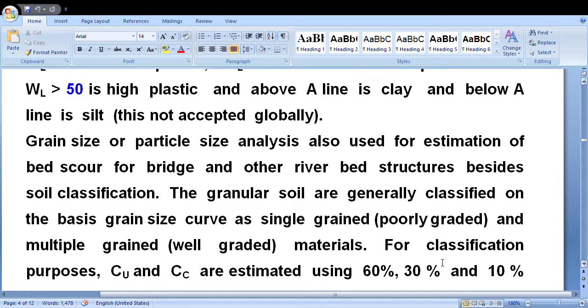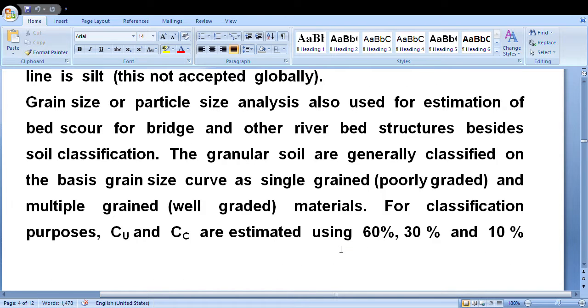For this purpose, from the visual observation also, from the shape of the curve, one can decide. But there are also the coefficient of uniformity and coefficient of curvature using 60%, 30% and 10% particle sizes. We can calculate whether it is poorly graded, single graded, or multiple graded. Single graded means poorly graded, multiple graded means well graded. All types of materials are there.